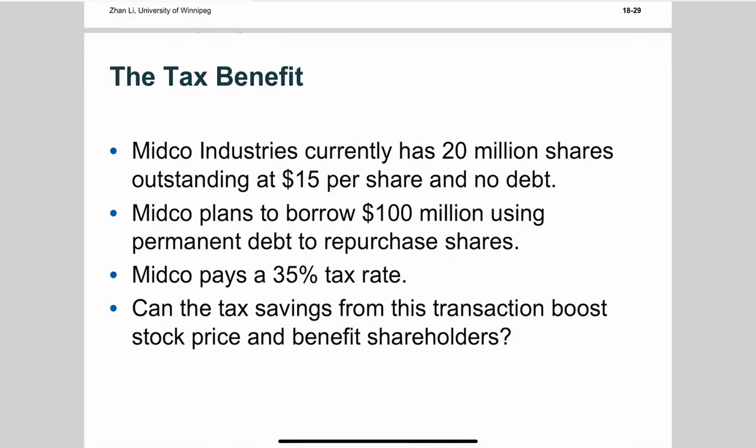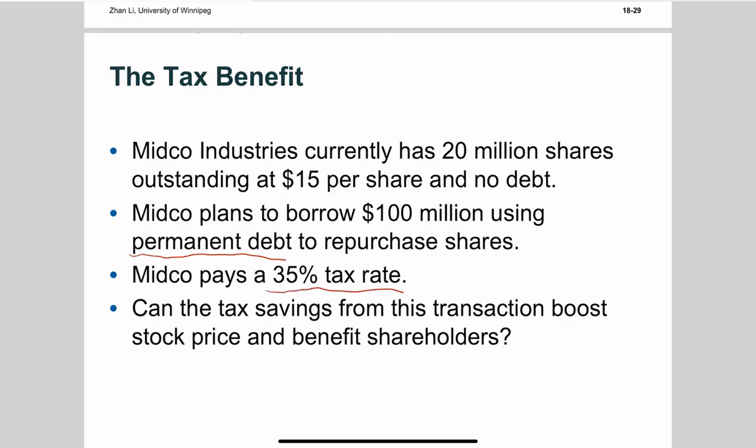There's a firm, Midco Industries. It has 20 million shares outstanding at $15 per share, and it has no debt. So again, this firm starts as an all-equity firm. Midco plans to borrow $100 million using permanent debt to repurchase shares. The keyword here is permanent debt. As long as you see this, you would know how to value the interest tax shield. It's basically the level of debt times the corporate tax rate. And the corporate tax rate is 35%.